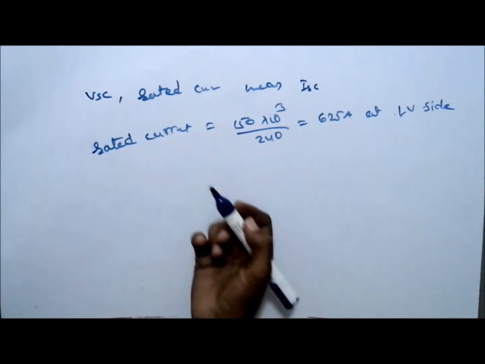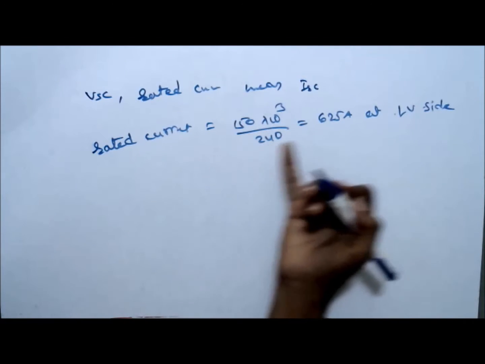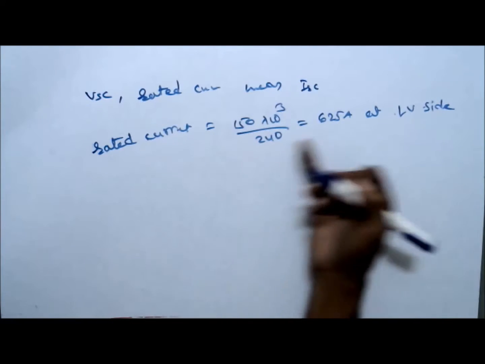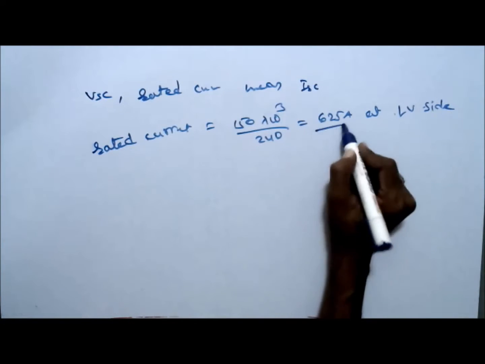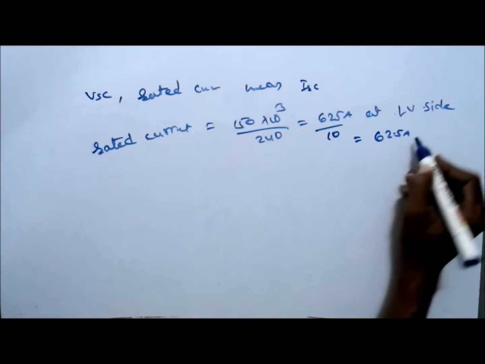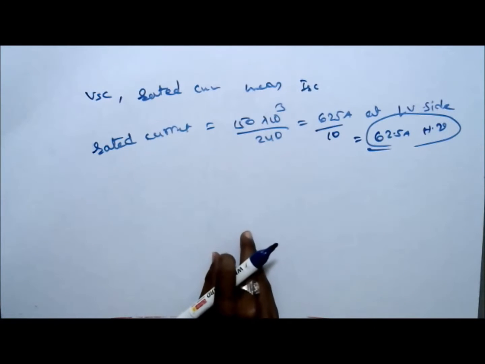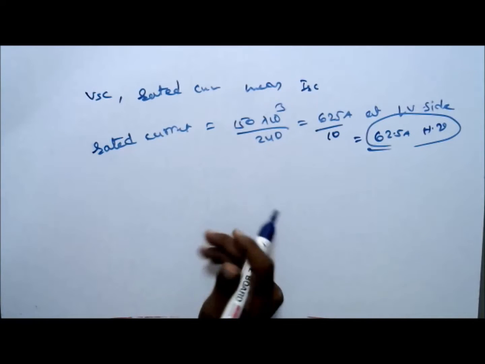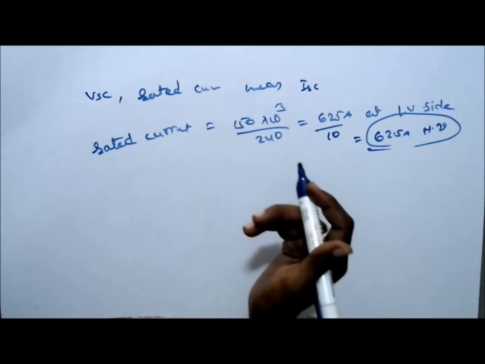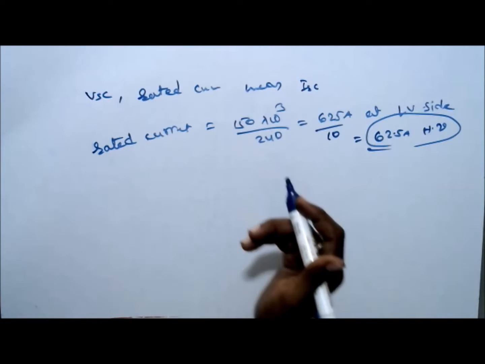Then refer this to the HV side. Since the SC test is connected at the HV side, we refer this. It can be divided by 10, that is equal to 62.5 amps flowing in the HV side. This is the rated current, remember this. And next, find ZSC.